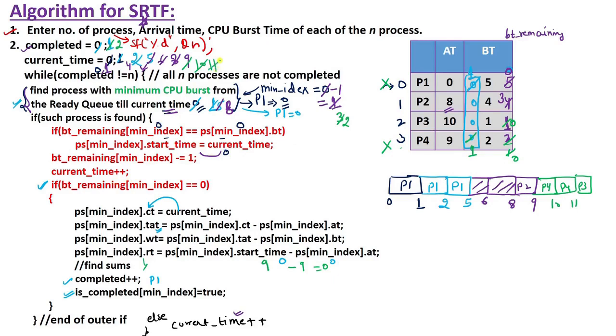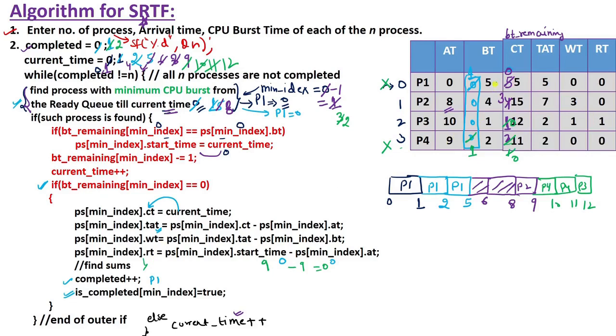Current time is increased. It will be 12. And finally, we'll say this process has completed. So we'll compute its completion time, turnaround time, and so on. Here you can see I have written all the completion times 5, 15, 12, 11. So see, at 12 this P3 has completed, right? So I'll just write 1 here.